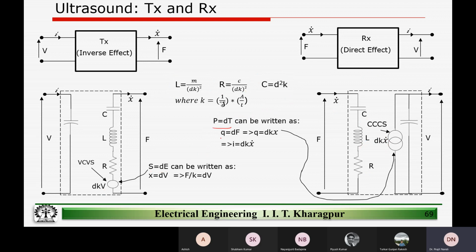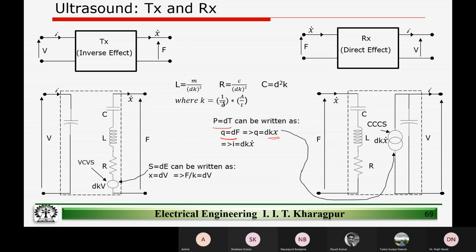and I can rewrite P equal to dT simply as Q equal to dF, and if I replace F with Kx, F is equal to Kx very simplistically. The force that we are applying, we are just replacing with the displacement or the deformation that has happened because of the force, so F is equal to Kx.